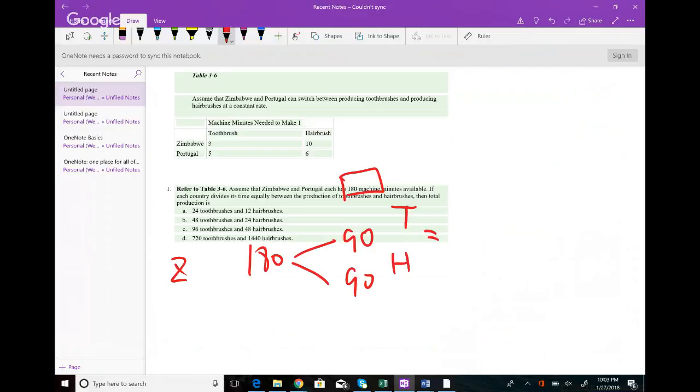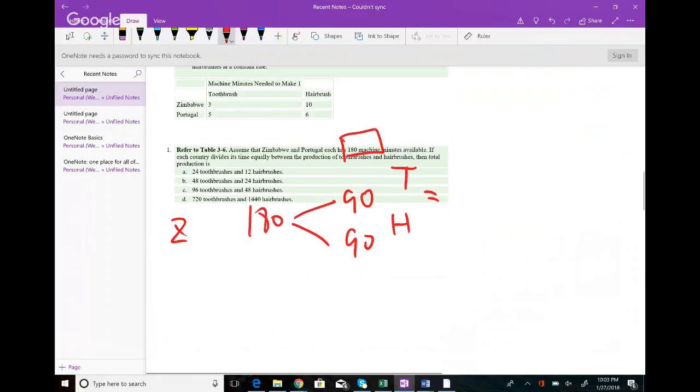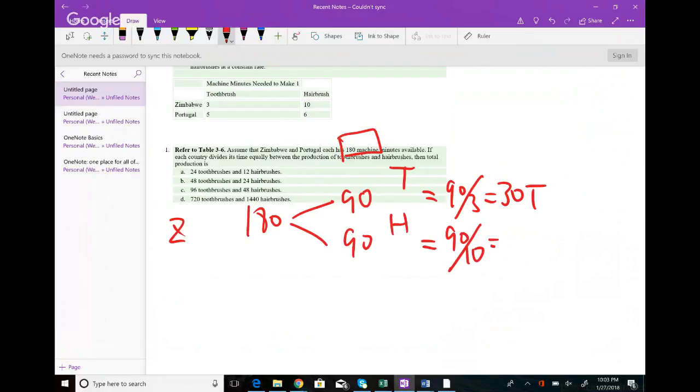So if Zimbabwe spent 90 minutes producing toothbrush, and every toothbrush will take 3 minutes, so that will be 90 divided by 3. That will give you 30 toothbrush for the country. And then for every hairbrush, it will cost them 10 minutes, so 90 divided by 10 minutes each. Then they're going to have 9 hairbrush.